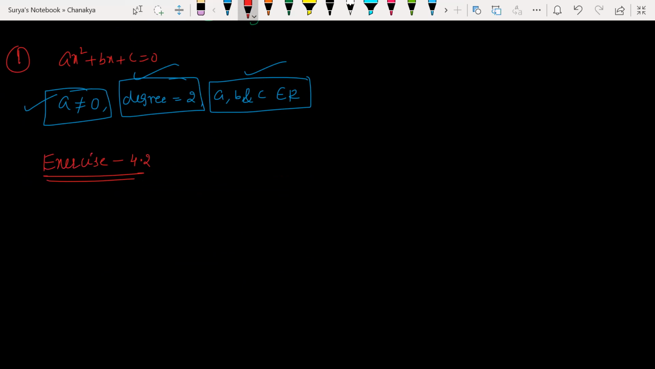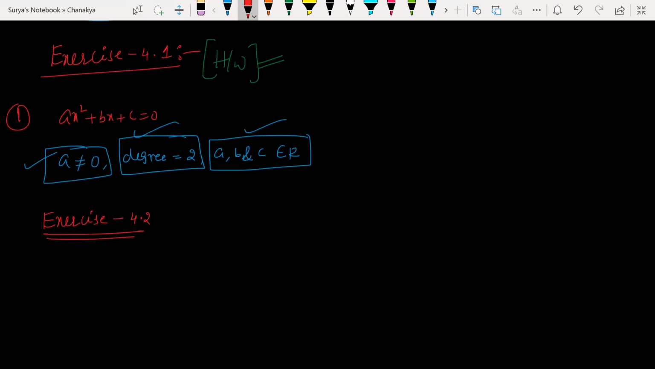See, in exercise 4.1, second question, they are talking about the area of a rectangle. The length of the plot is one more than twice its breadth. We need to find the length and breadth of the plot. Very simple. The product of 2 consecutive positive integers is also very simple. Then Rohan's mother is 20 - okay, an age problem.